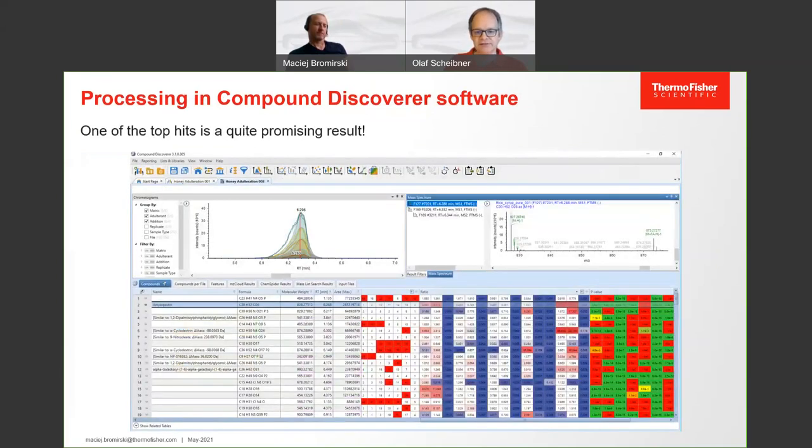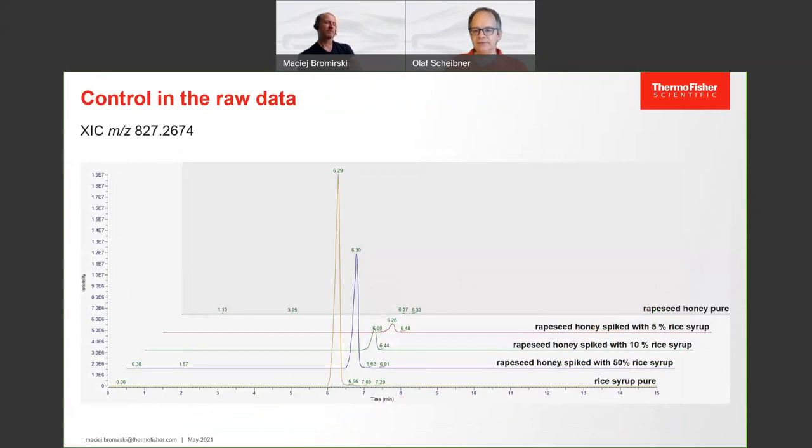So if you look into the data, that looks very colorful and quite complex. But in the end, we found already as one of the top hits one mass that seemed to be quite interesting. It showed good statistical data. And if you follow this mass, you can see here where we have some rapeseed honey, which is pure with almost no signal. And then starting with spiking this rice syrup into the rapeseed honey with 5%, 10%.